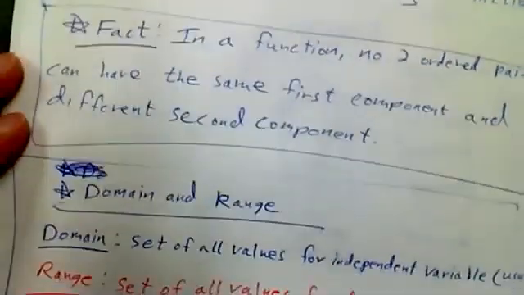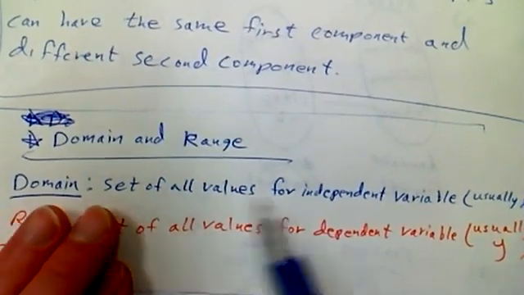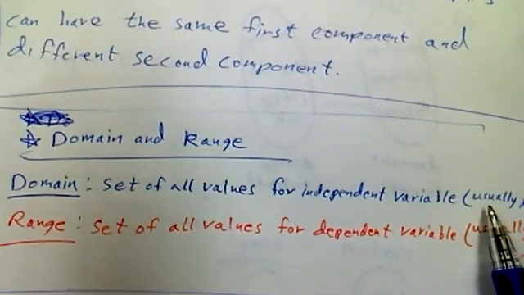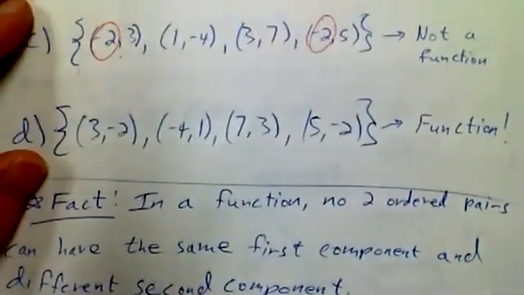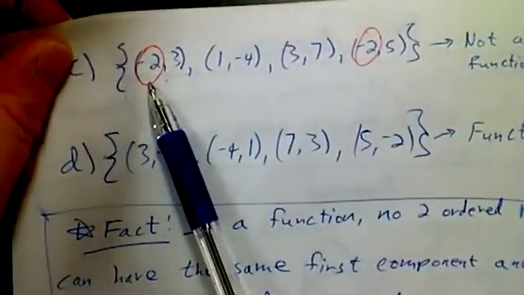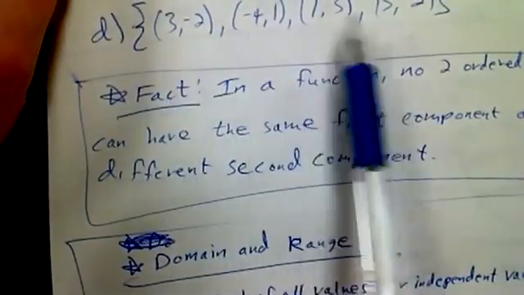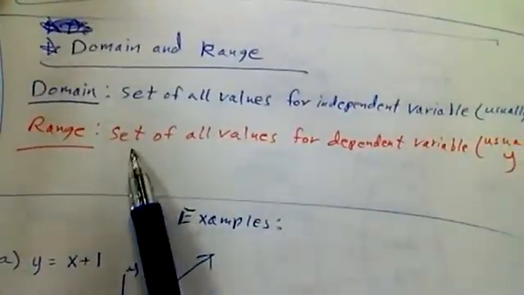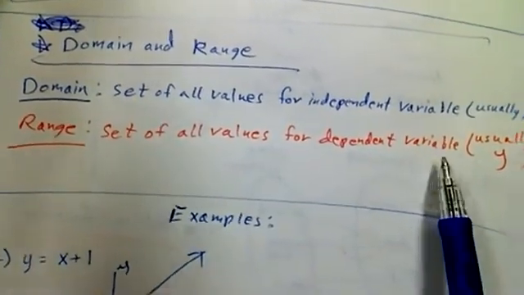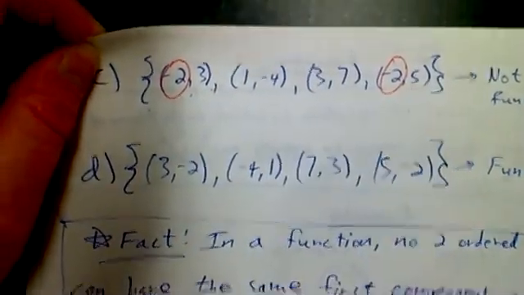Okay, now, we also want to talk about domain and range. So I mentioned it a little bit earlier, but the domain, to be exact, is the set of all values for the independent variable. That's usually the x, just like we were talking about up here, okay? So for example, for C, our domain would be -2, 1, and 3. For D, our domain would be 3, -4, 7, and 5. The range is just the set of all values of the dependent variable, right? Y usually depends on x. So in C, our range is 3, -4, 7, and 5.